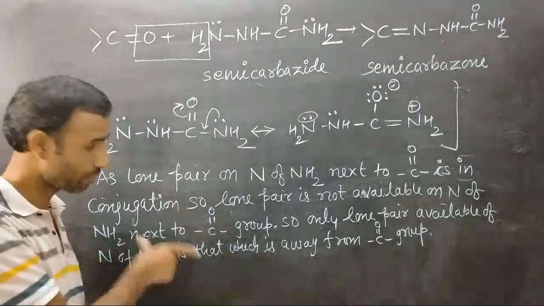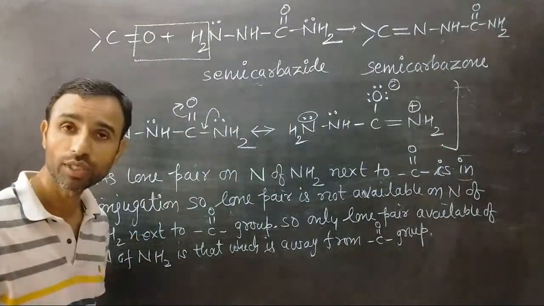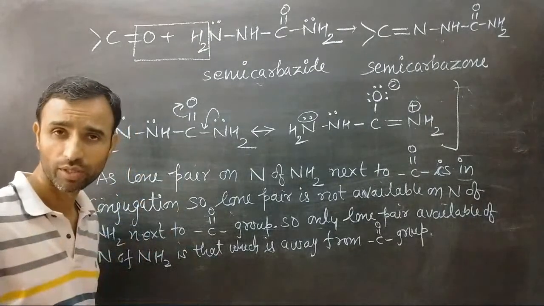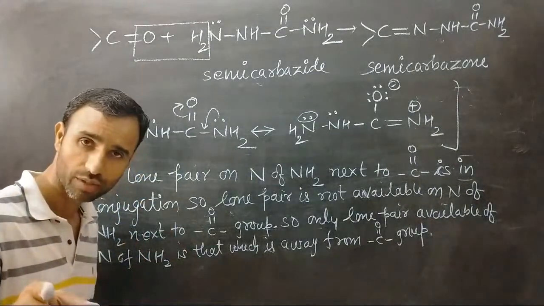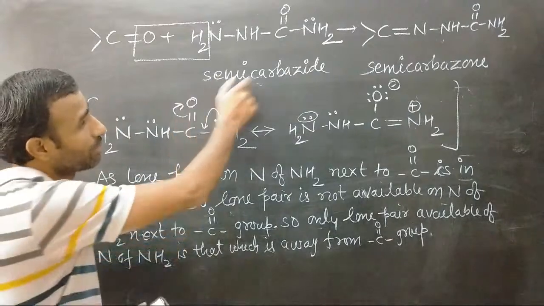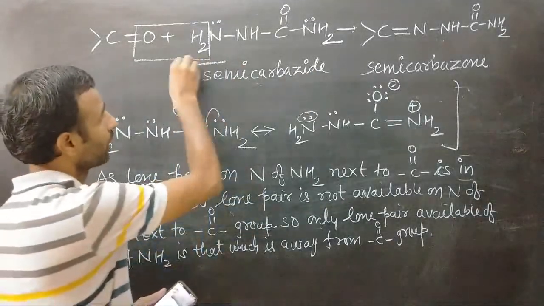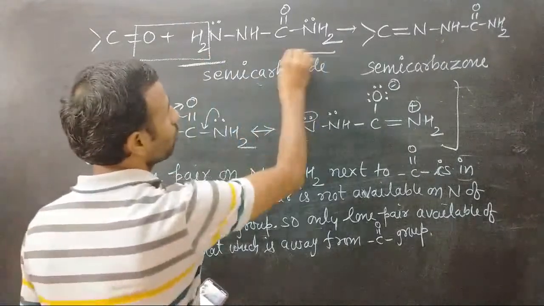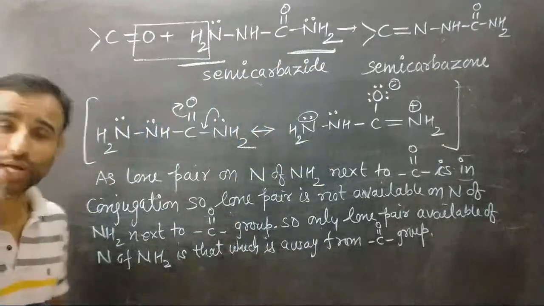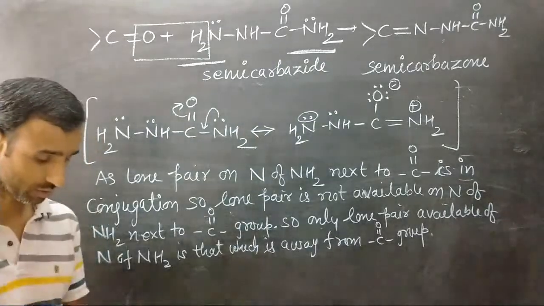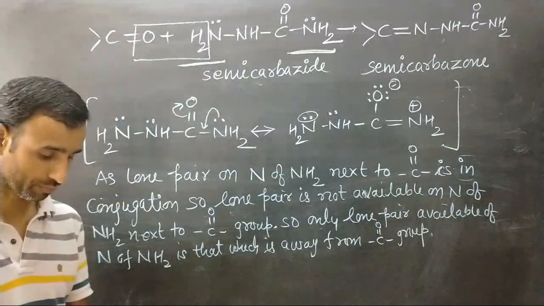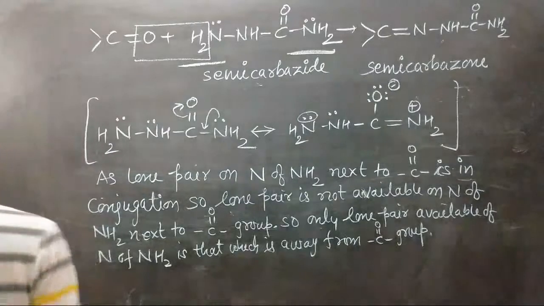Any doubt in this topic? The last two are very important: the DNP test, as well as semicarbazide to semicarbazone. Because the question asked is, as it has two NH2, why only one is involved in the reaction? Why not both? Okay, great.